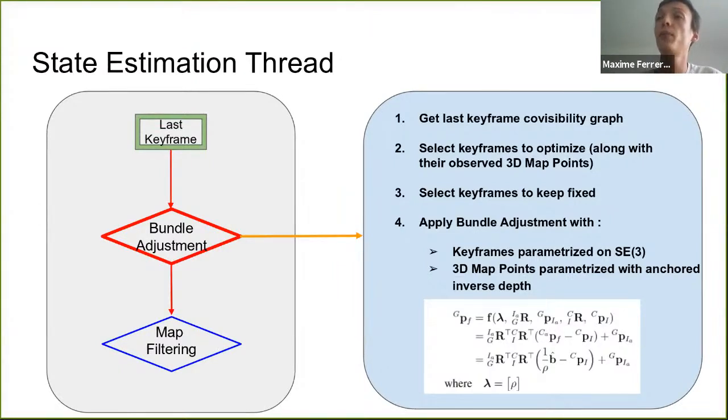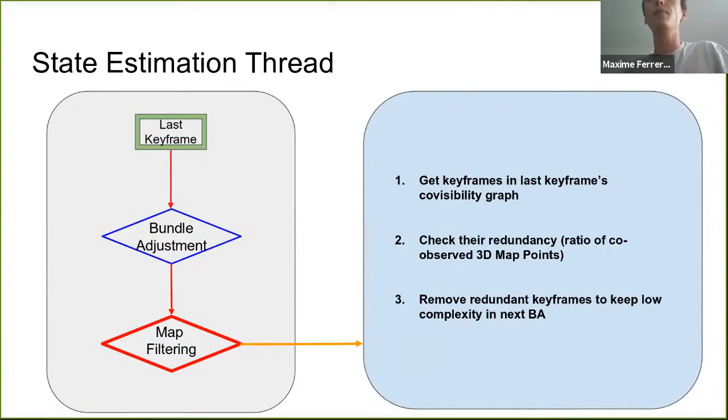So we just optimize one parameter for each 3D map point, and the anchor is the first keyframe observing this 3D map point. This allows us to optimize our local map very quickly and to keep very good results. Following this, we apply a map filtering stage where we check the keyframes in the current co-visibility graph for redundancy, based on the ratio of co-observed 3D map points, and we remove redundant keyframes to keep low complexity for the next bundle adjustment. Also, if they are too redundant, they don't bring enough information for better optimization.